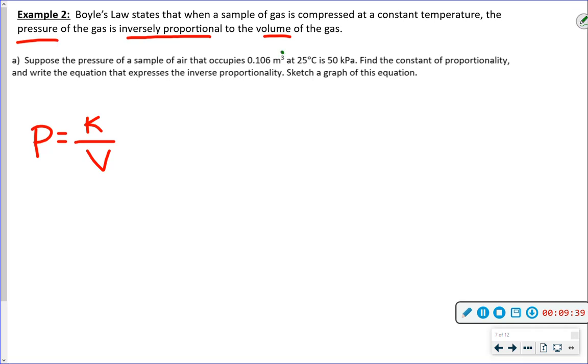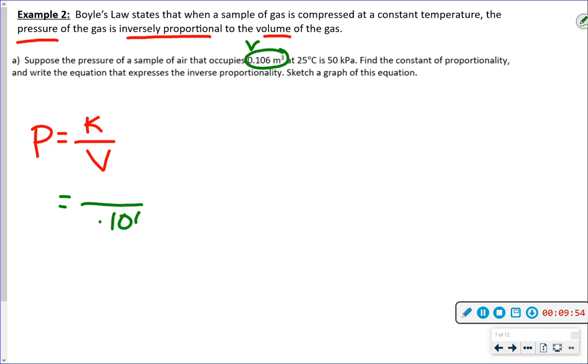So I see meters cubed. As soon as I see the meters cubed, back to geometry. That is representing volume. Remember, volume is always a meters cubed quantity. So I'm going to put the 0.106 in the denominator.